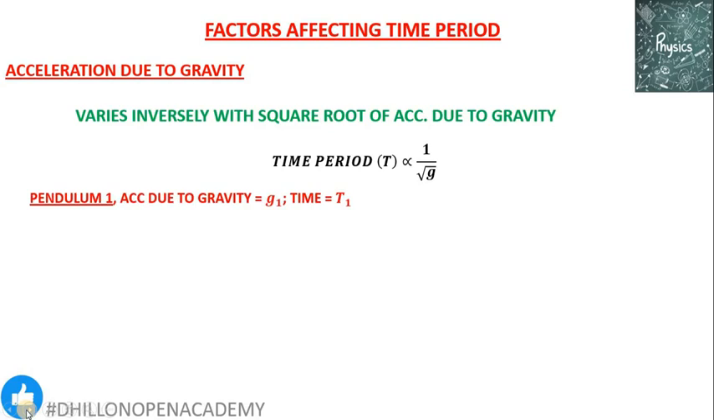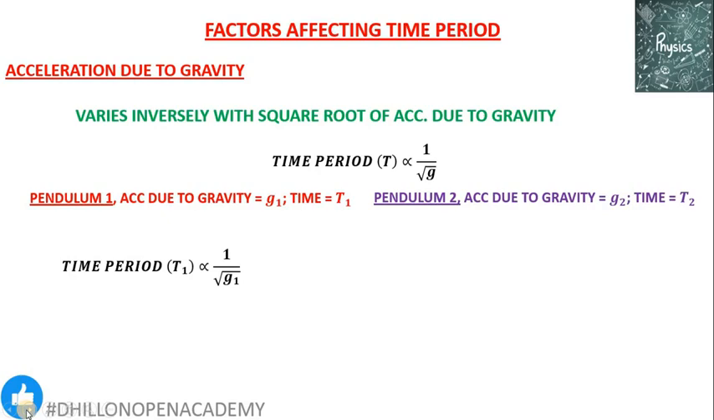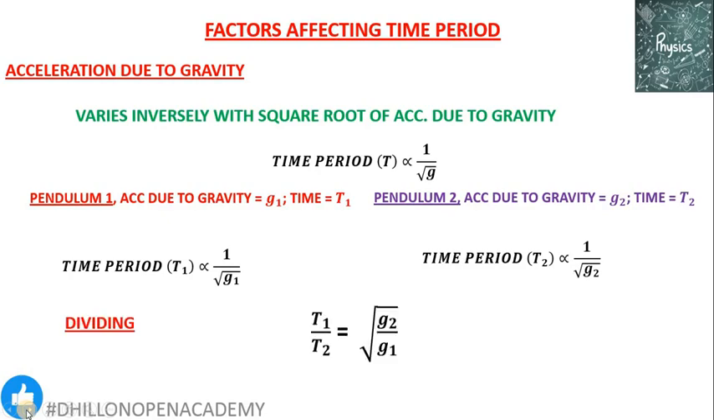So if we have one pendulum on the surface of Earth where acceleration due to gravity is g1, it will have time period T1. But if it moves to some other place with acceleration due to gravity g2, the time period will be T2. Then T1 is proportional to 1 over square root g1, T2 is proportional to 1 over square root g2. If you divide, T1 over T2 will be equal to square root of g2 over g1.